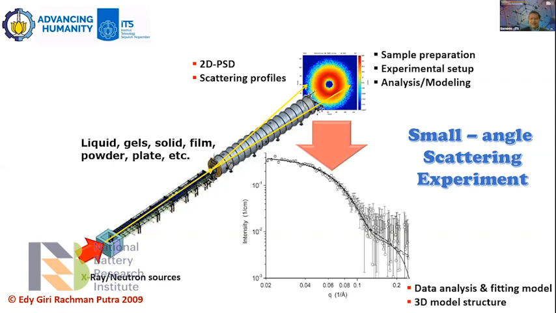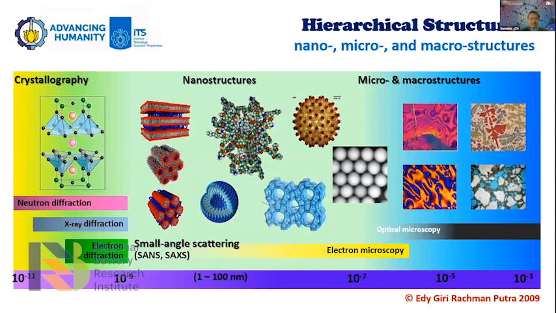Let's have a look. This is the slide with the beautiful picture of what we can do with some experiment related to the structure of material like this one. This is the diffraction, this is the crystallography. The diffraction can be with the source of neutron, X-ray, or electron diffraction. Electron diffraction, usually we find it as a unit of the TEM, transmission electron microscope, usually coupled with the electron diffraction facilities. And small angle scattering, SAXS or SANS, this is for objects between 1 to 100 nanometers or like several hundred nanometers.